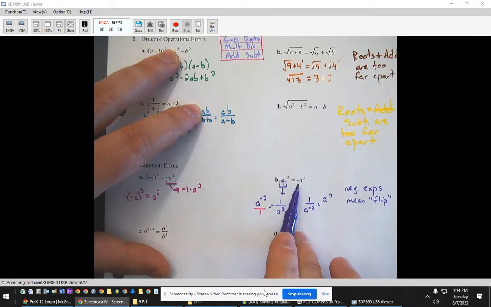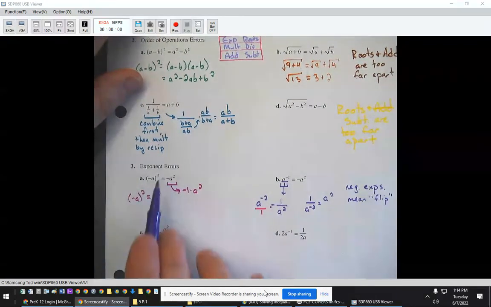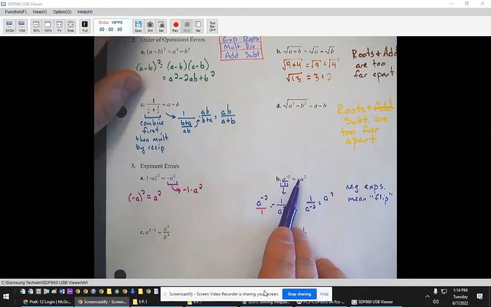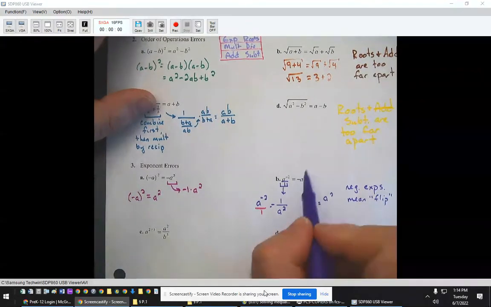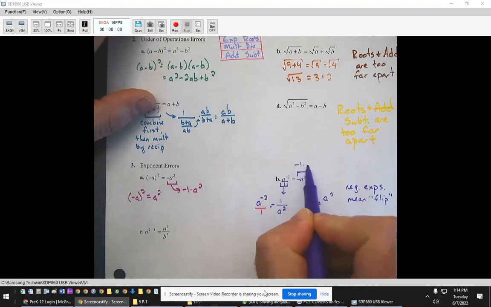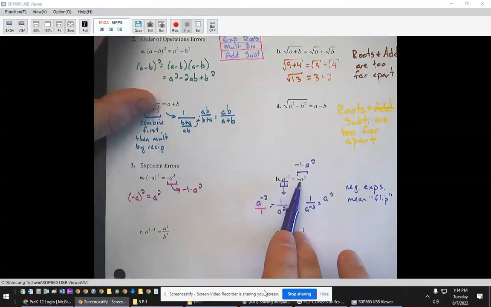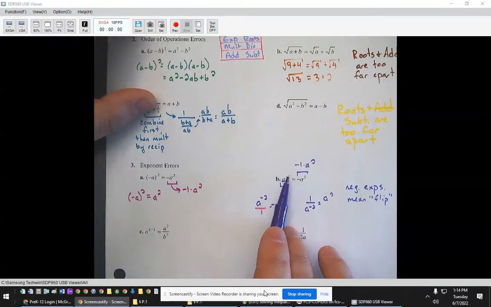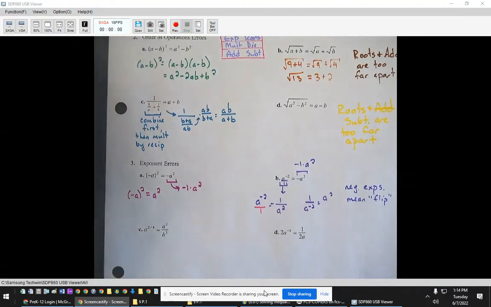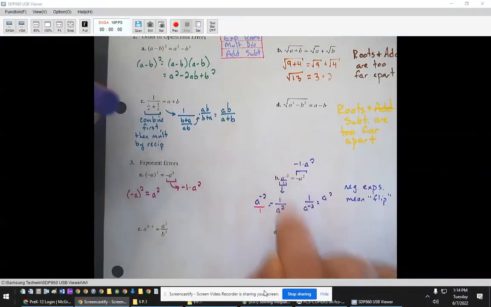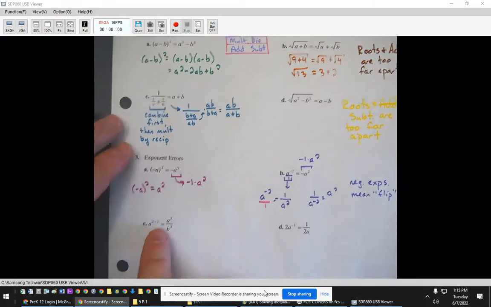So what does this mean? This means the same as what it meant over here. This is a negative number, negative 1 times a squared. This is a negative coefficient, where this is a negative exponent. I mean, think about it. When you first learned about negative numbers in 4th grade or whatever, you weren't flipping things over. So a negative out front is different than a negative in an exponent.